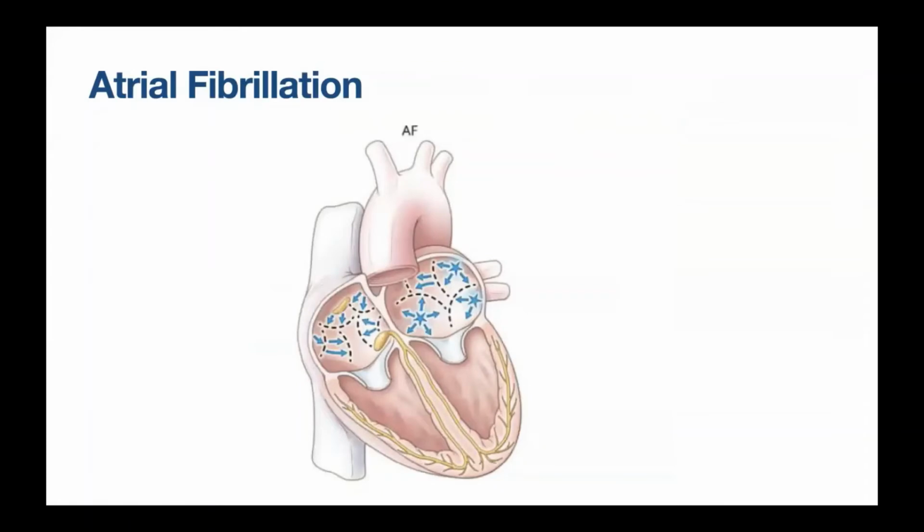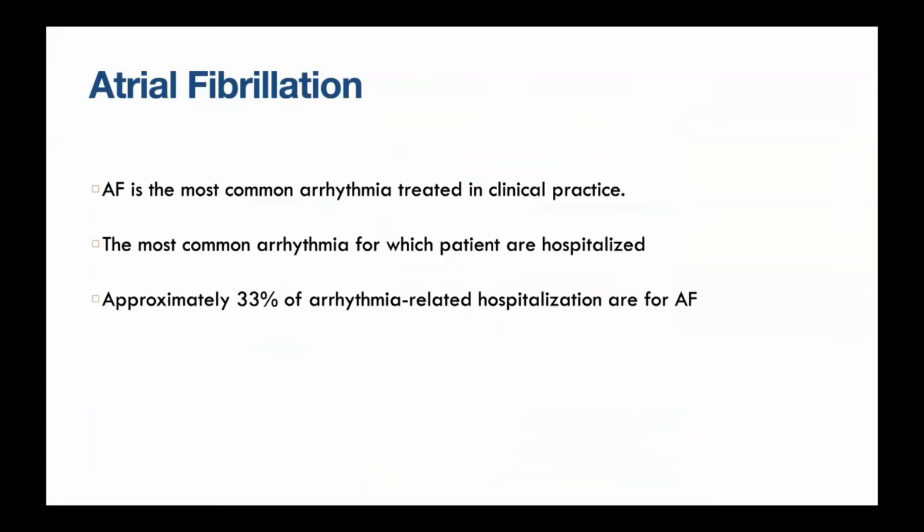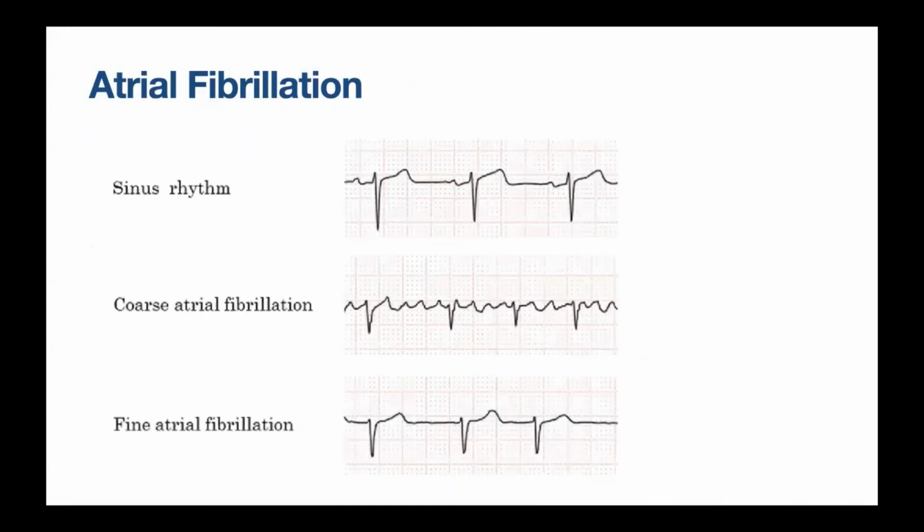The next is atrial fibrillation. Of course, this is one of the very common, if not the commonest, that we see in our practice. It accounts for almost 30% of arrhythmia-related hospitalized patients. Atrial fibrillation is usually easy to diagnose, but also easy to miss, especially when we have coarse atrial fibrillation. In cases of fine atrial fibrillation, you usually see an irregular rhythm with no P wave, and you say this is atrial fibrillation.